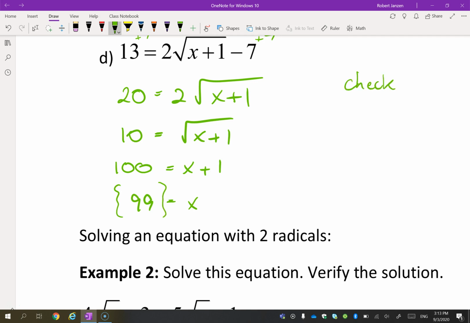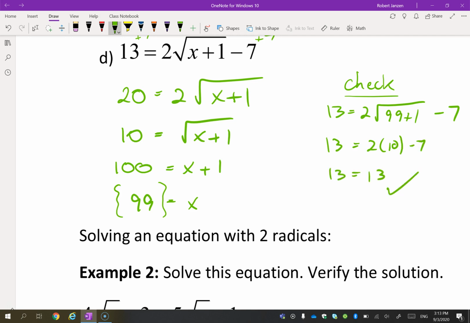Check. 13 is 2 root 99 plus 1. 13 is 2 times the root of 100, which is 10. And yes, 13 equals 13. It's good.